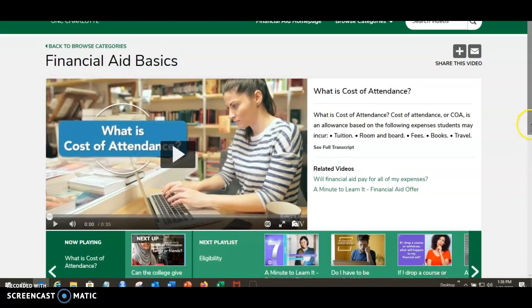Now, I hope this has been helpful. This is just on UNC-Charlotte's website. You could also go out and look at the four-year school of your choice.